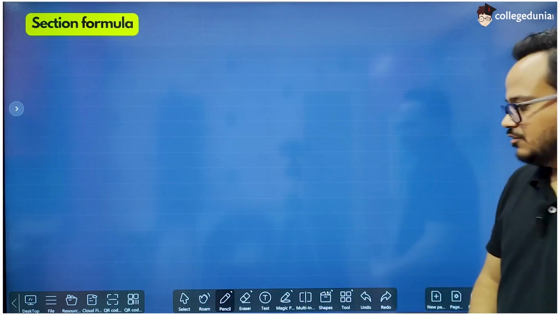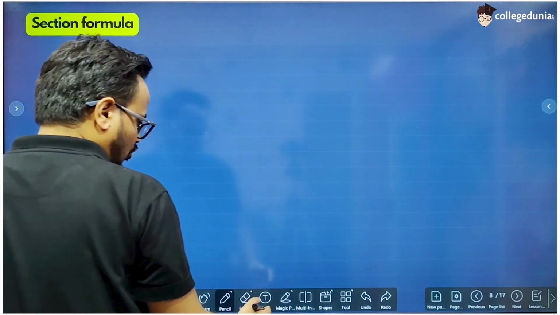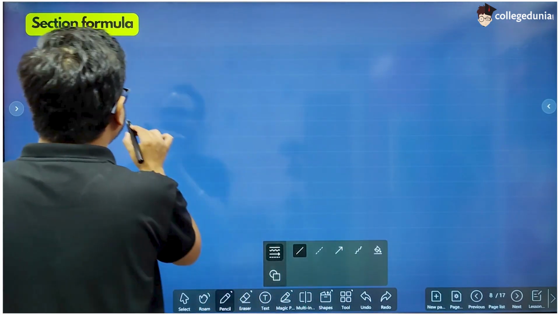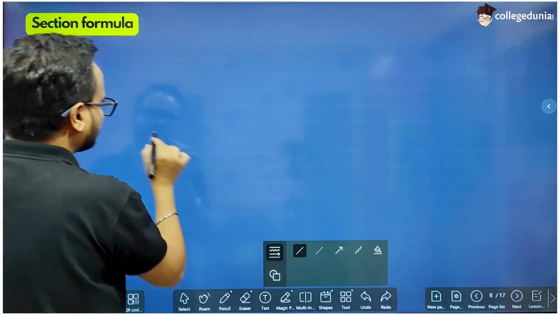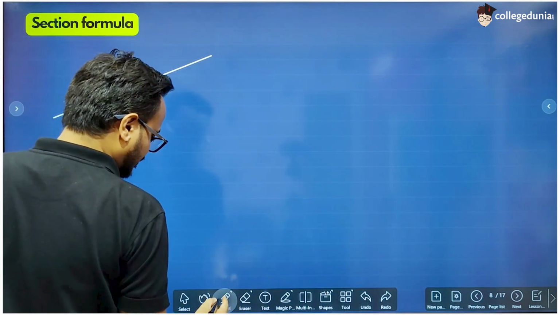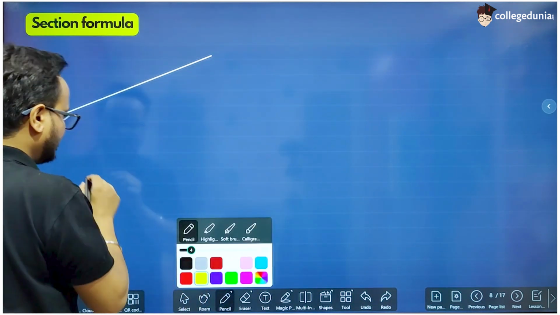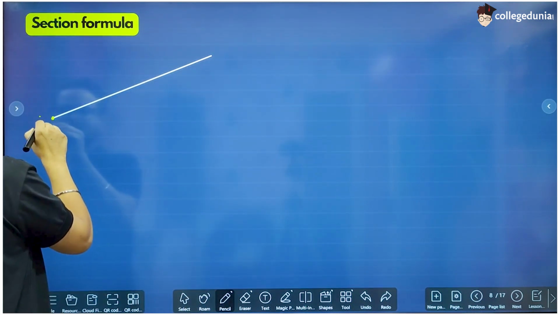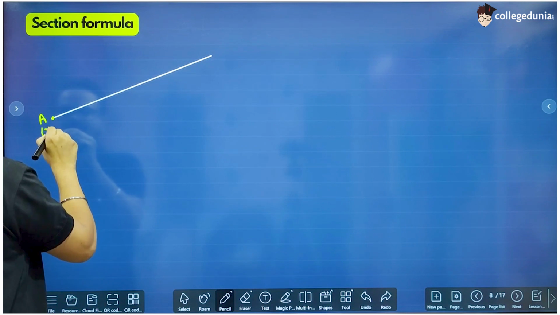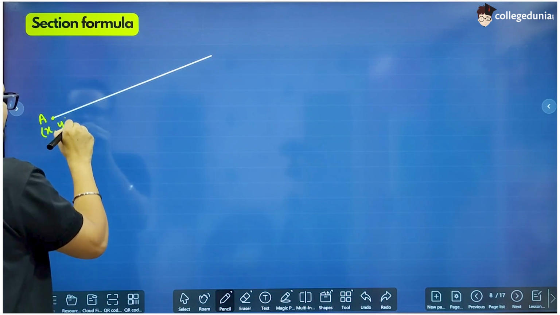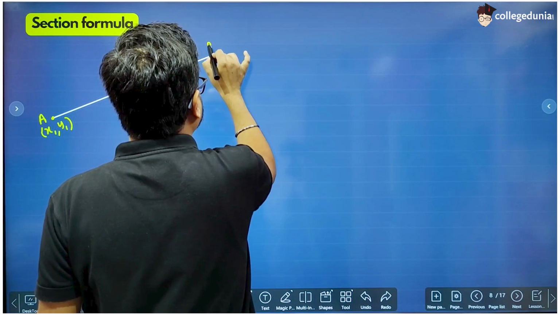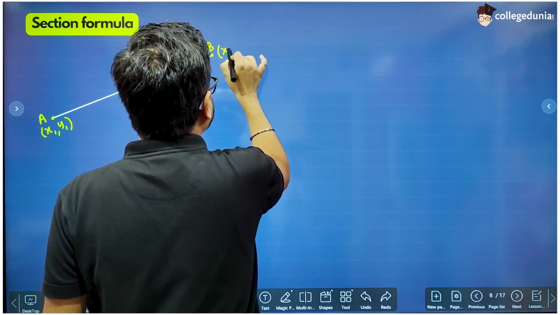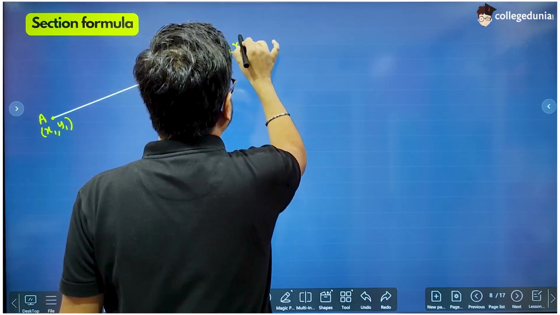Next, section formula. What is section formula? Suppose we have 2 points which are lying on this line. The coordinates of one point, point A, are x1, y1, and this is point B, whose coordinates are x2, y2.